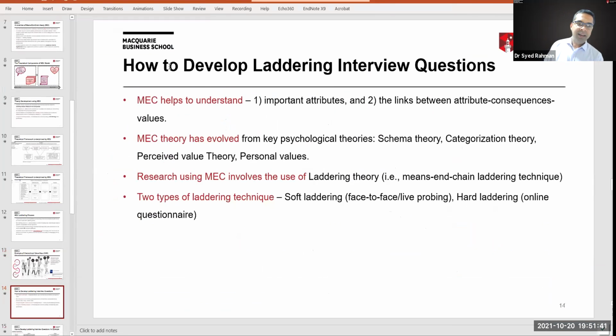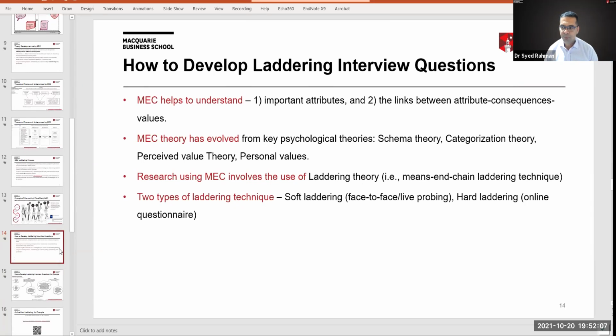Now, how to develop laddering interview questions. Here comes the actual workshop. So the MEC helps to understand important attributes and the links between attributes, and MEC evolved. We talked about these theories already. Now research using MEC involves laddering theory, which is the means-end chain. This is just a recap slide. And then there are two types of laddering, soft laddering and hard laddering. We all know that by now.